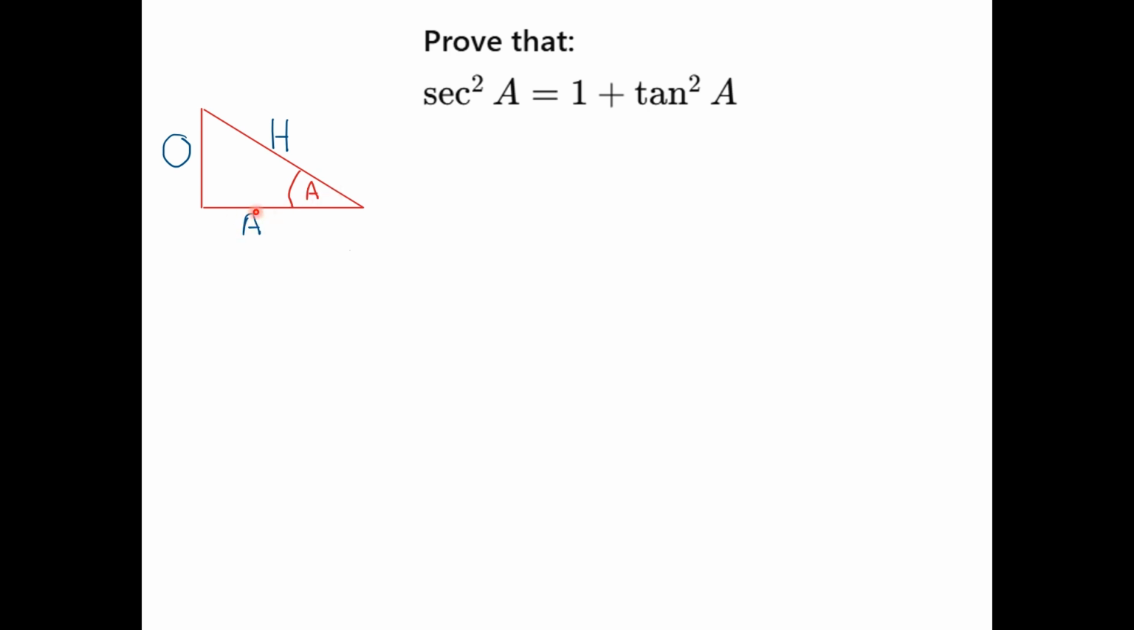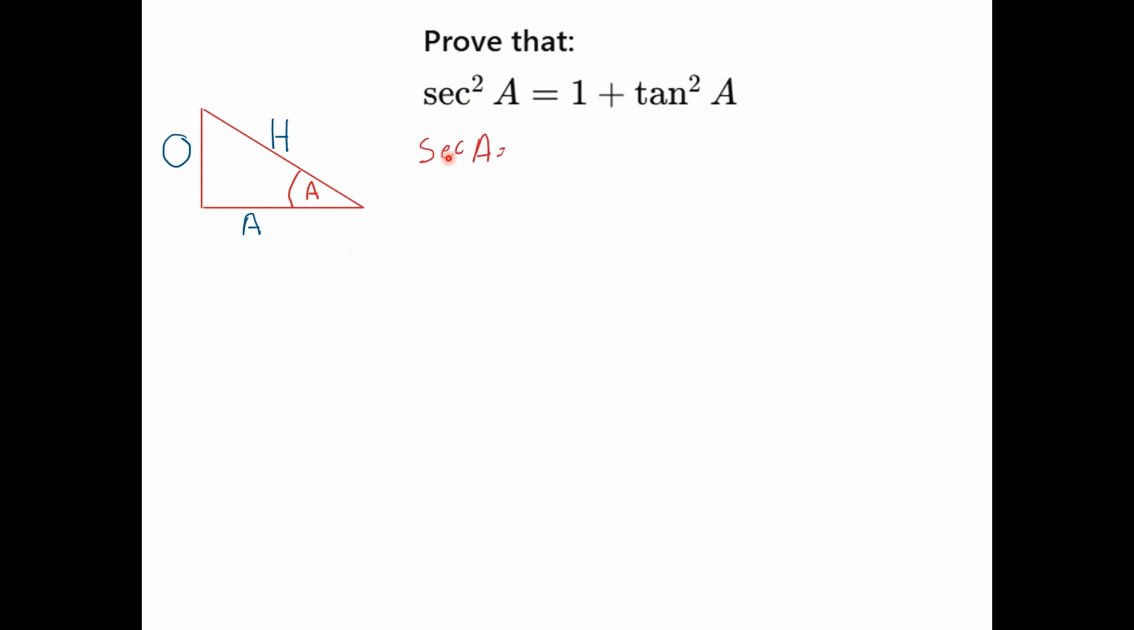This is the angle, so this side is adjacent, so it's A. This one is opposite, name it as O. This one, the hypotenuse, is H, but you are welcome to name it any other letter, A, B, C, or whatever you want. The first step here is to define what sec and tan are. So we start with the sec here.